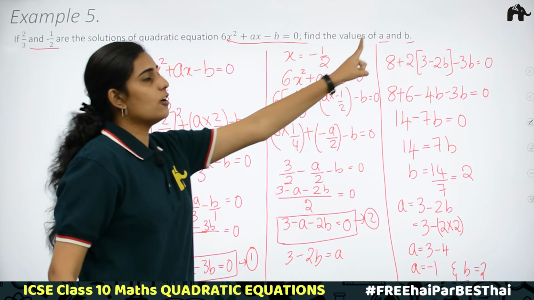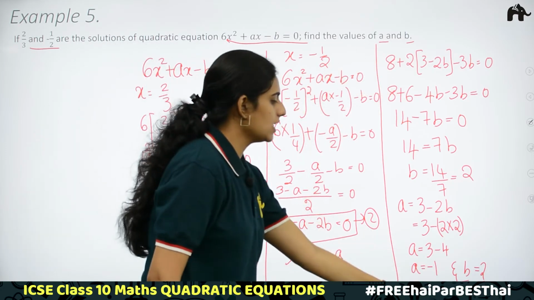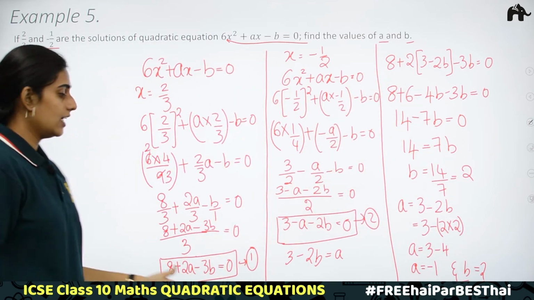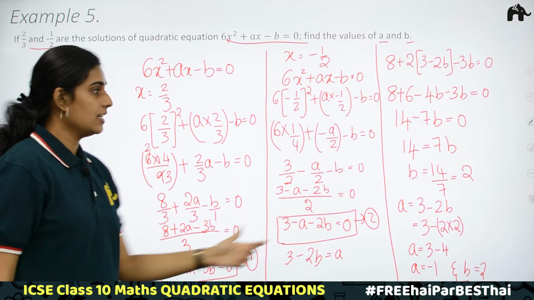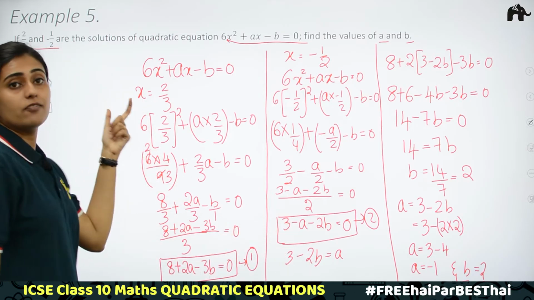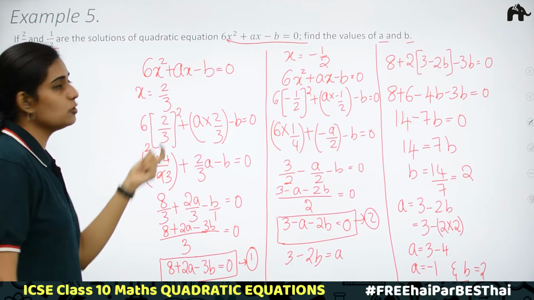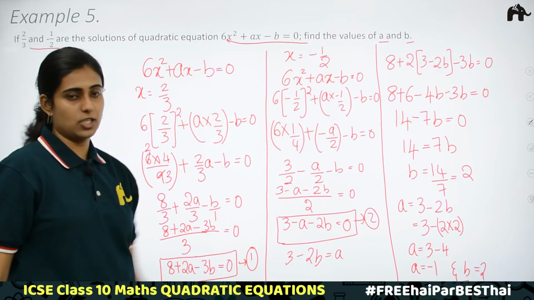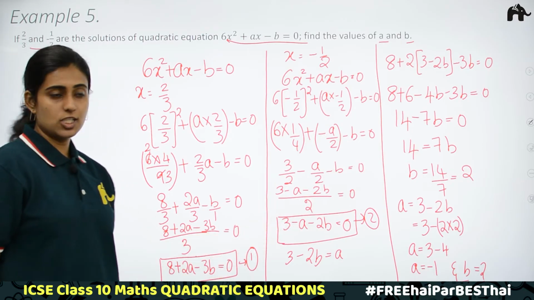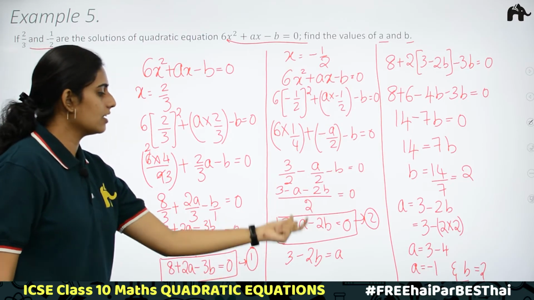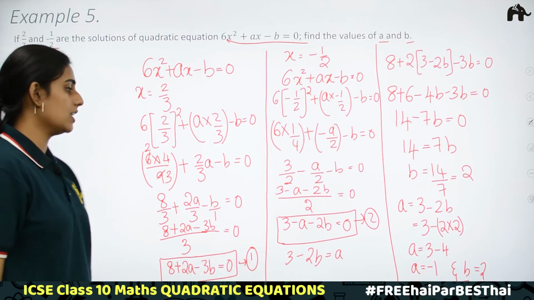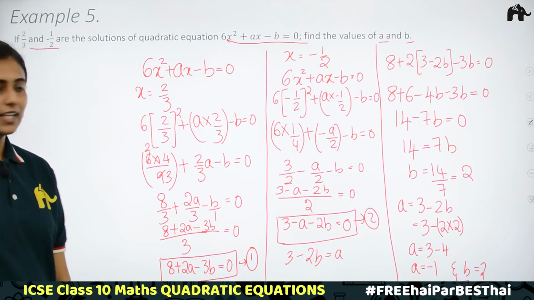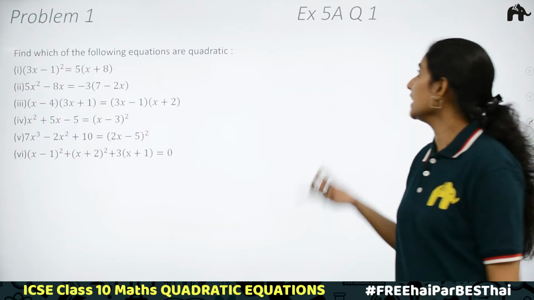To find the value of a and b, we got a is equal to minus 1 and b is equal to 2 by solving the equations we obtained. From the first part, that is when we substitute x is equal to 2 by 3, and the second part when we substitute x is equal to minus 1 by 2, we obtained two different equations. From these equations, we have used the substitution method to solve this. You can use any method which you like. Clear?